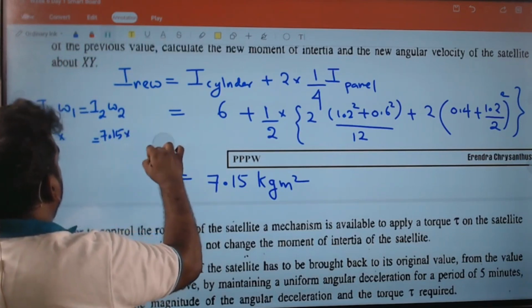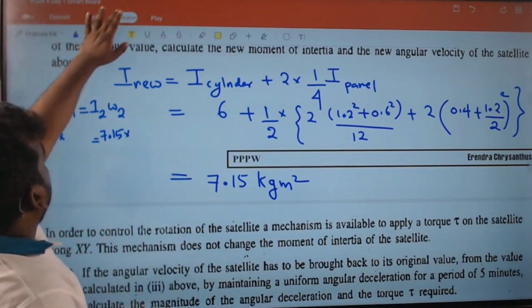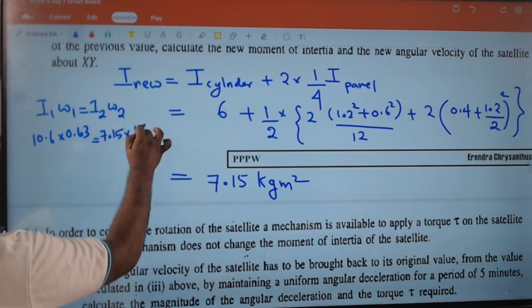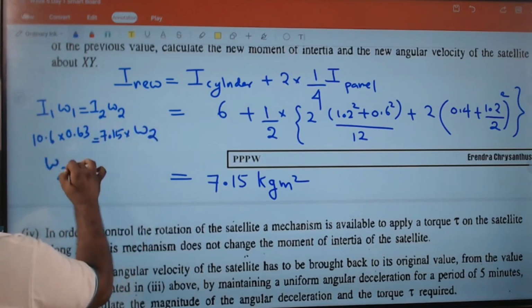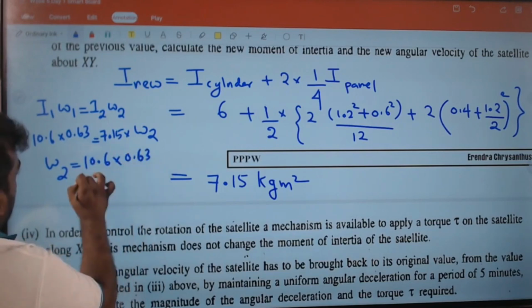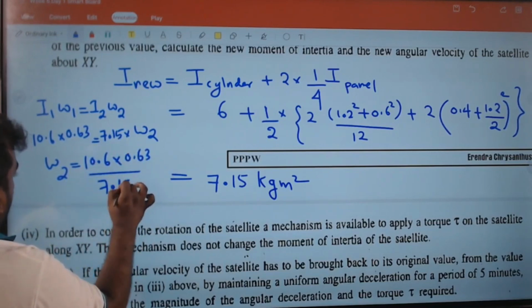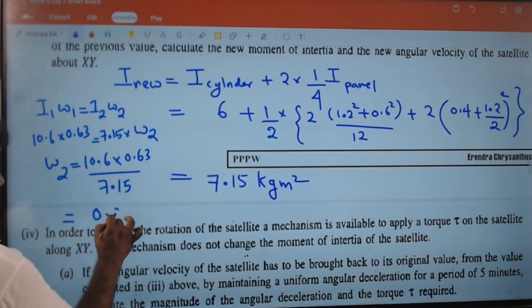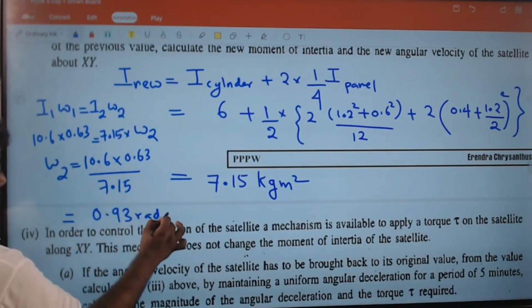0.63. Omega 2 is 10.6 times 0.63 divided by 7.15, which is 0.93 radians per second.